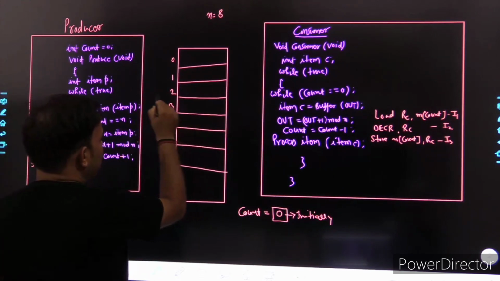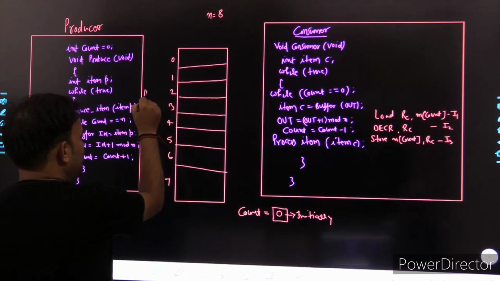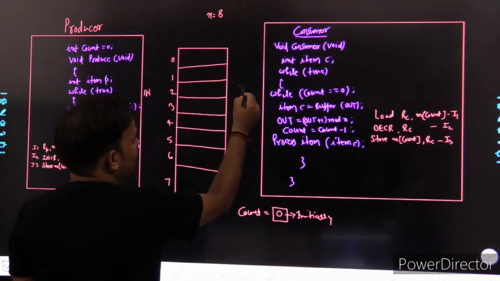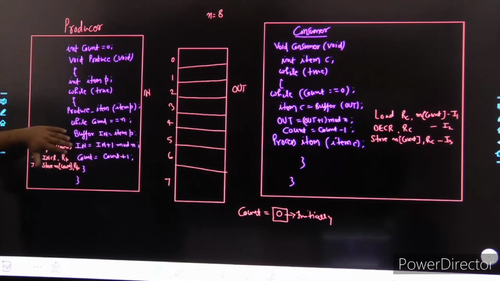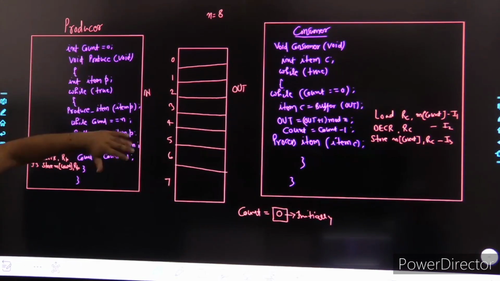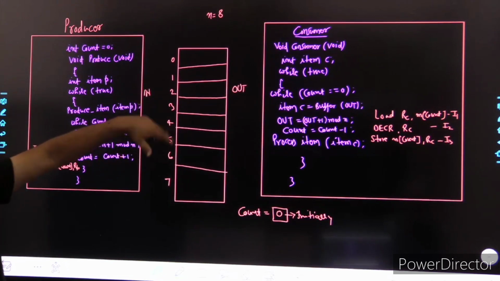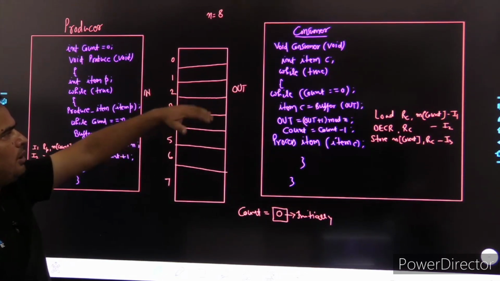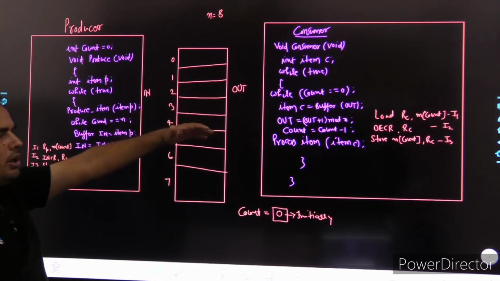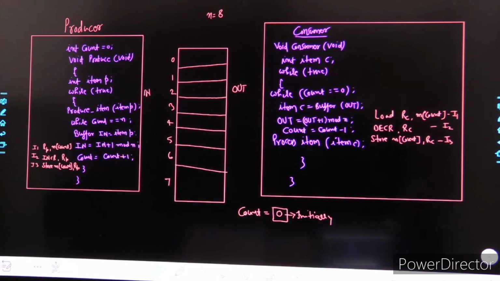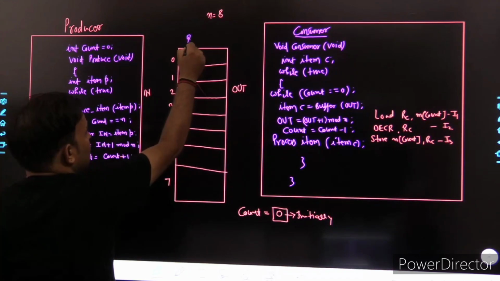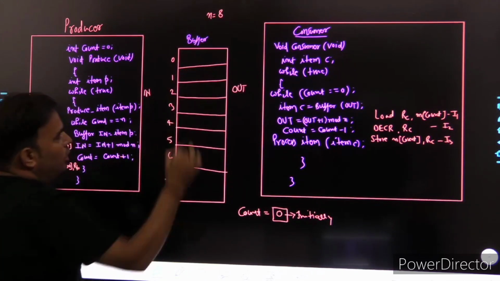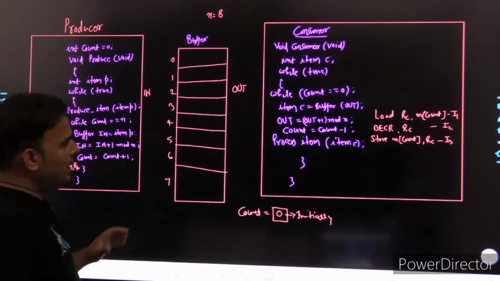And there is an in variable and there is an out variable, my dear friends. The in variable is used by the producer to know the empty slot to produce the item, and the out variable is used by the consumer to know the slot from where it can consume the item from the buffer. So this is the buffer. I hope you understand clearly.